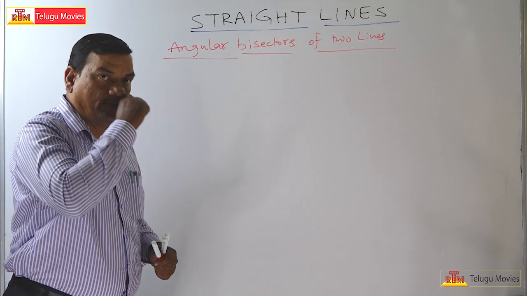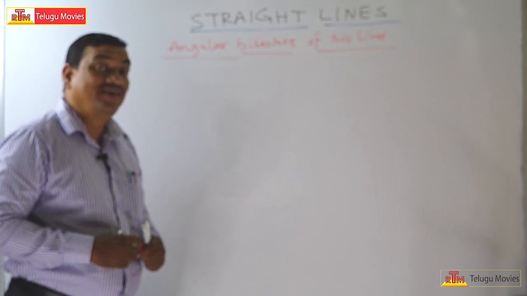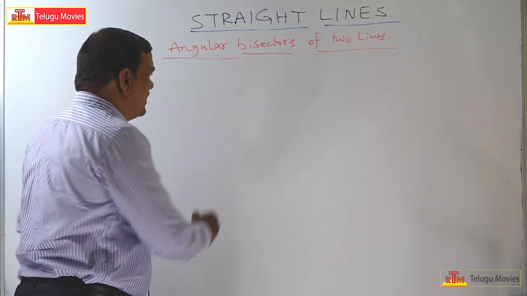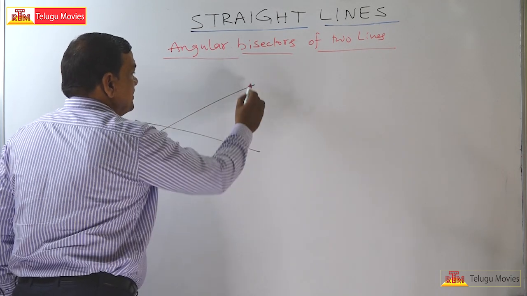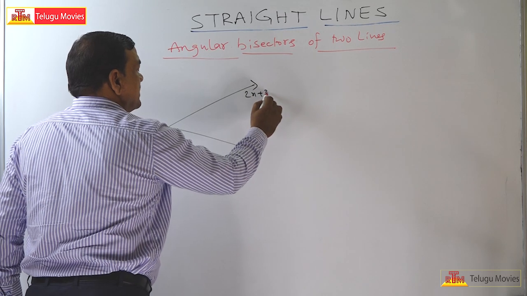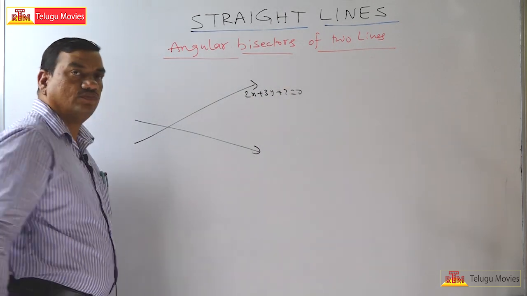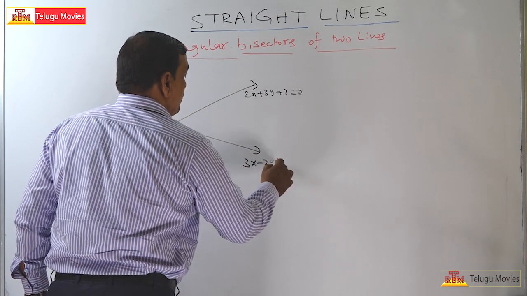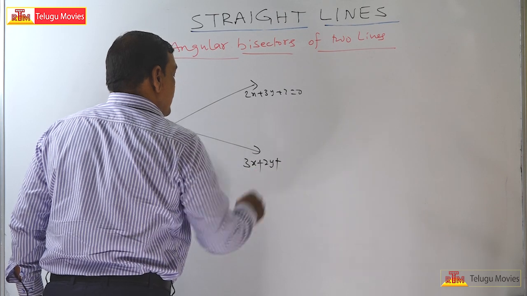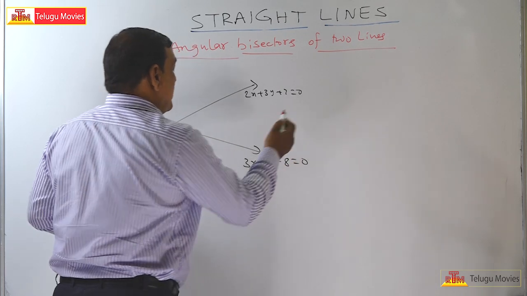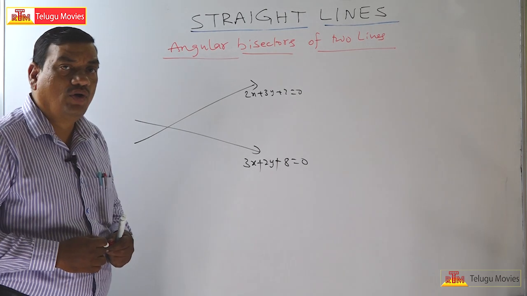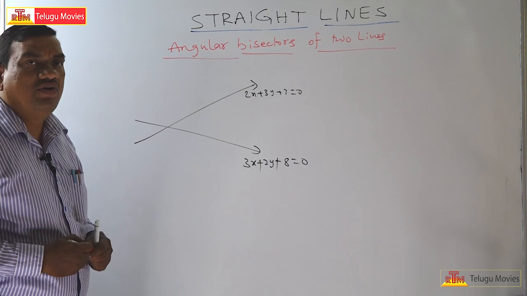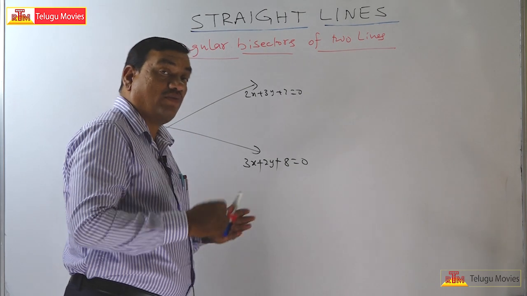Welcome back. Now, I am going to explain the short trick to decide which is the acute angle bisector and which is the obtuse angle bisector. Let us take two intersecting lines. Suppose 2x plus 3y plus 7 is equal to 0, and the second equation is 3x plus 2y plus 8 is equal to 0. Now, as per the definition, I will find the equations of the angle bisectors.